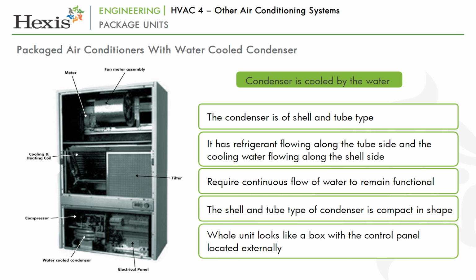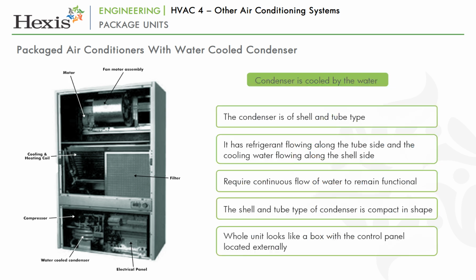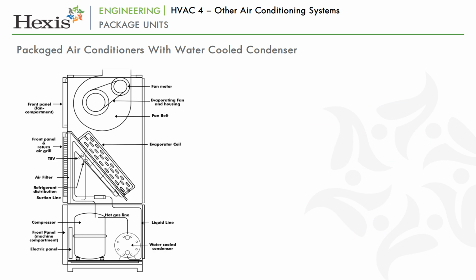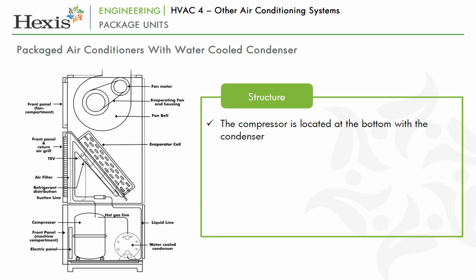This whole packaged air conditioning unit externally looks like a box with the control panel located externally. In the packaged units with the water-cooled condenser, the compressor is located at the bottom along with the condenser. Above these components, the evaporator or the cooling coil is located.